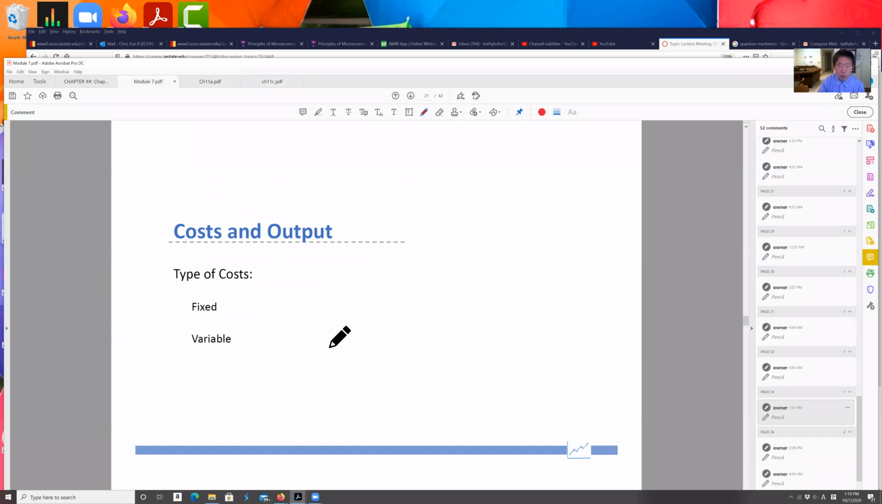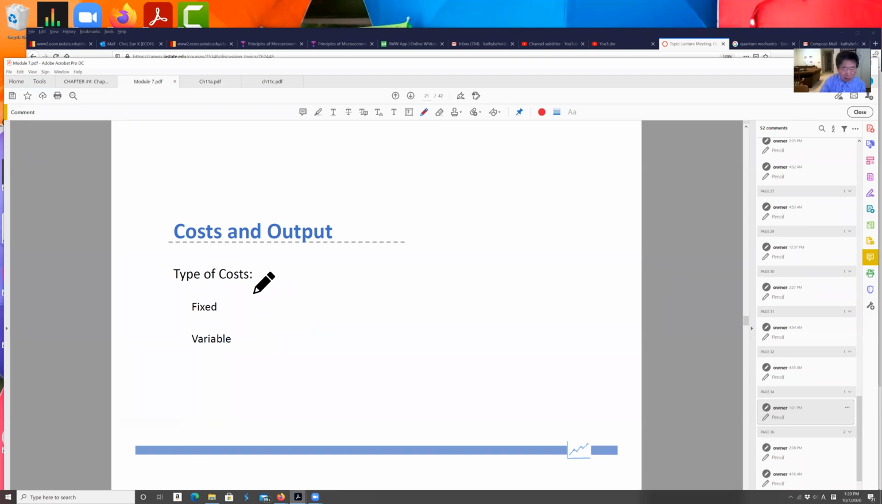Okay, today we're going to finish this chapter on production costs and output, okay? There are two kinds of costs in the short run. In the short run, at least one input is fixed. You cannot change that quantity.